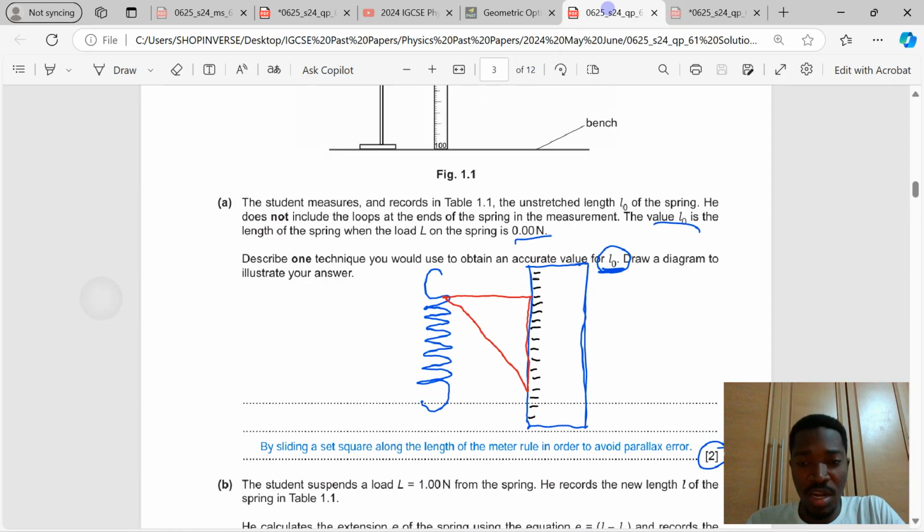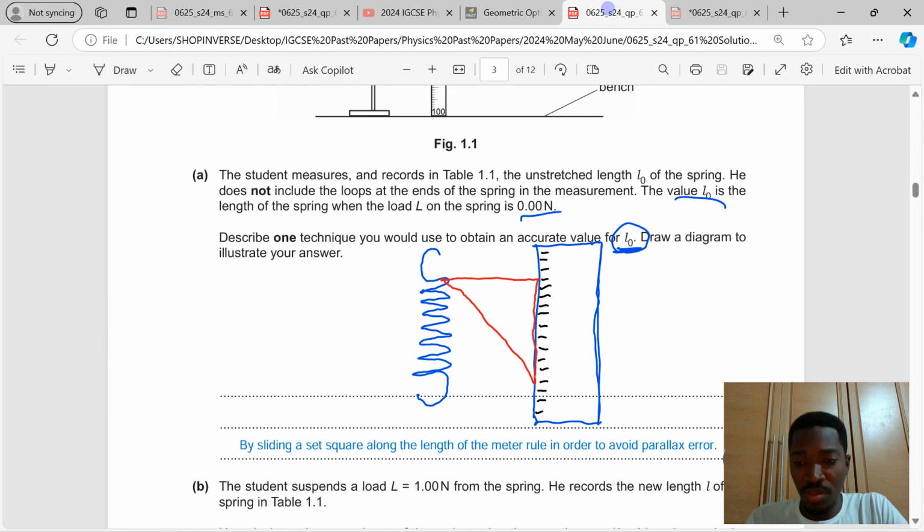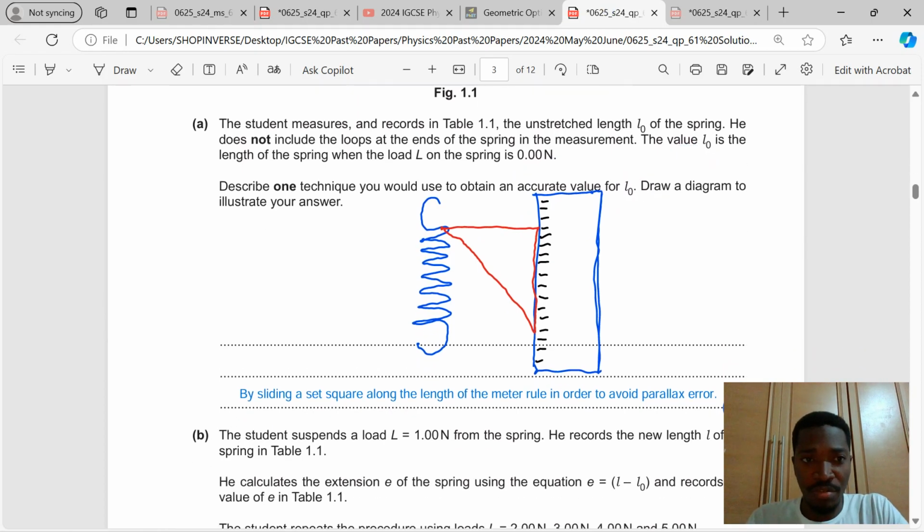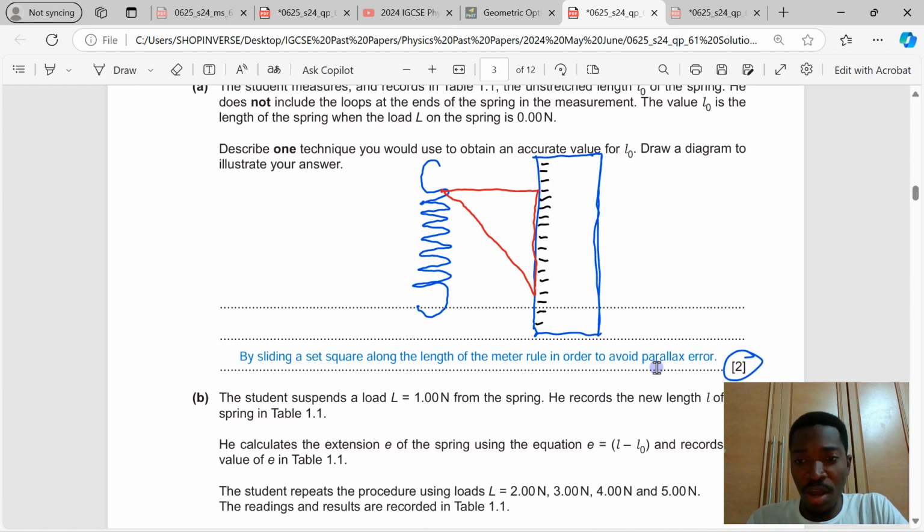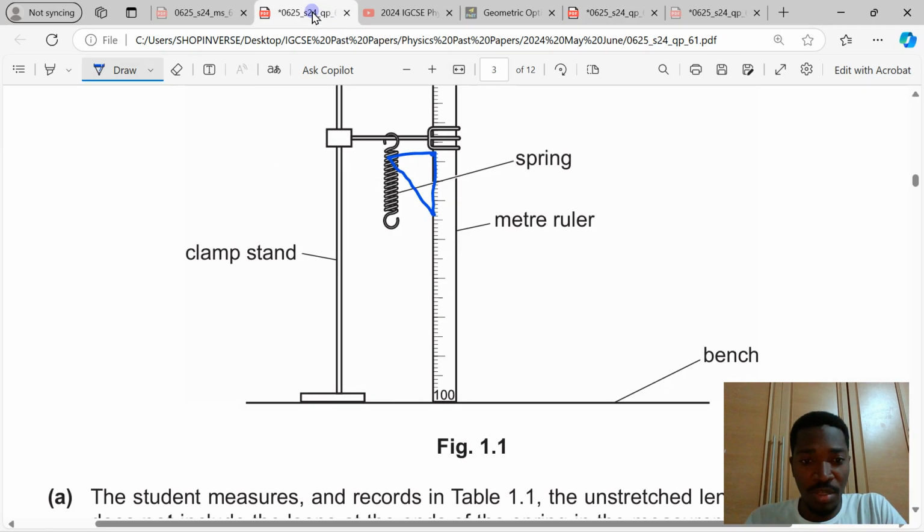So this is the diagram you will draw, and this is the explanation you will give: by sliding a set square along the length of the meter rule in order to avoid parallax error. So this is a technique used to avoid parallax error. Let's go straight to the next part of the question.